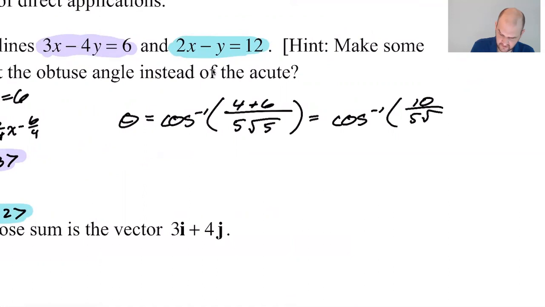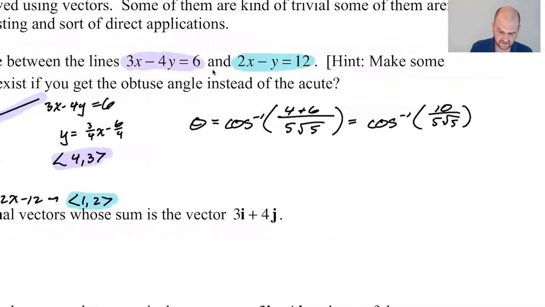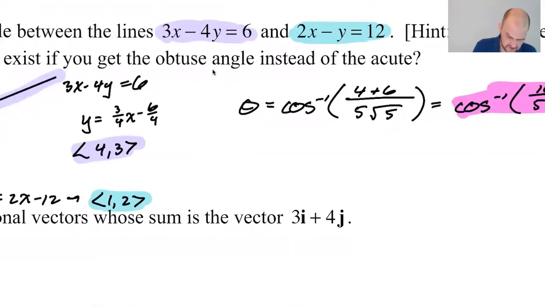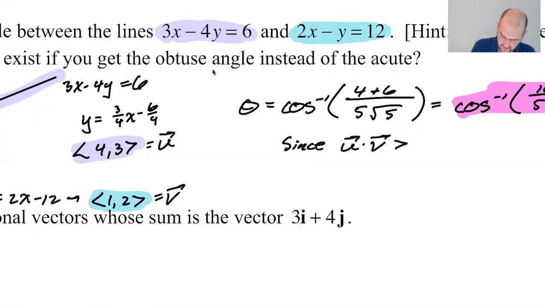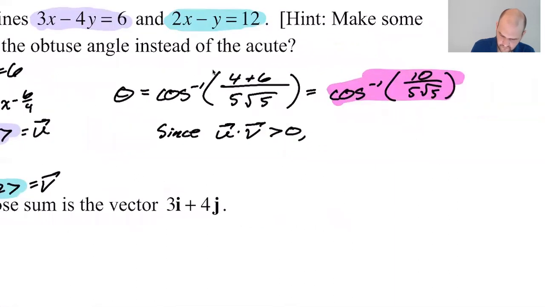So how do we know? I could have simplified that. I'm not going to, because I don't know what that is anyway, so it doesn't make a difference. This is definitely the angle. This is what we're looking for. So I know that this is what we're looking for because the dot product was positive. The dot product is positive, so let me just name this U, I'll name this V. So since U dot V is greater than 0, I know the angle is acute, so that's got to be it.